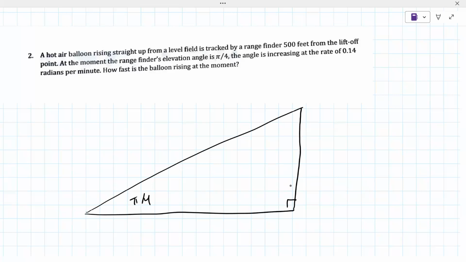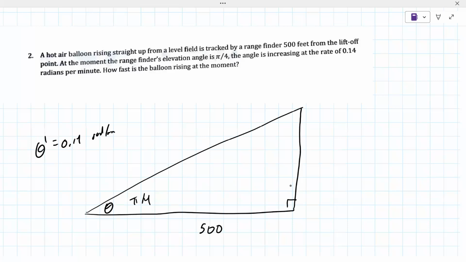Or that's what I was told. Yeah, it's not written well. That's why it's difficult to figure out. And the angle here. So this is theta. Theta prime is 0.14 radians per minute. And so what are we trying to do here? We're trying to figure out how fast the balloon is rising at the moment.